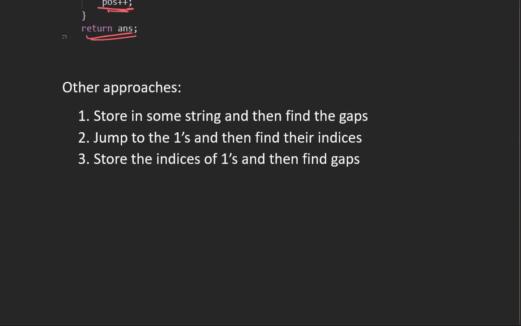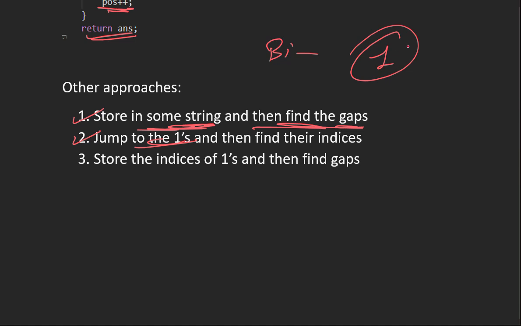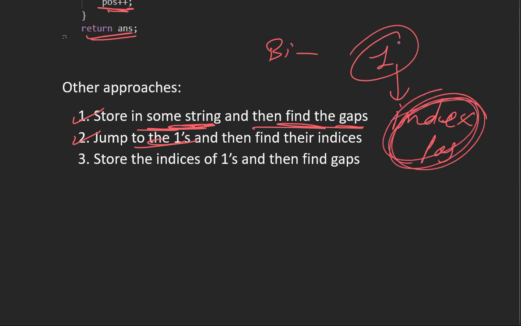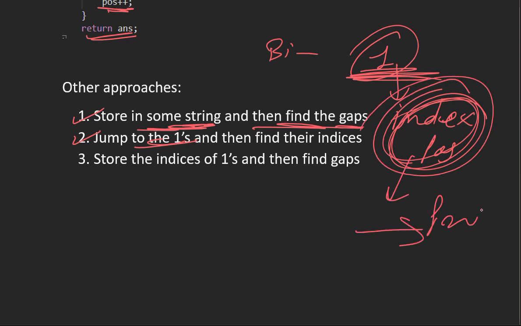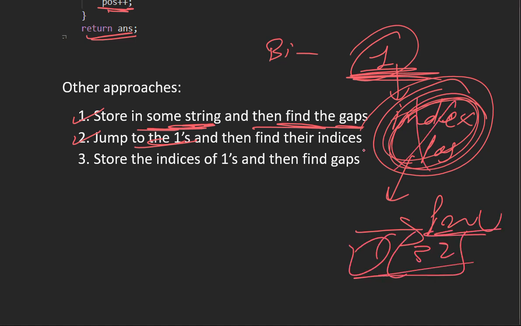There are some other approaches that we can also do. The first one is that we can store the binary representation of the number in a string, and then find the gaps in that string between the ones. The second approach is that we can jump directly to the position of 1, but the thing is how to find the index or position of this one. This is difficult. Otherwise this approach could have been faster than the current approach, but finding the index means we have to scan all the previous bits. In the worst case it will be O(32) for every bit, so that's why it's slower.